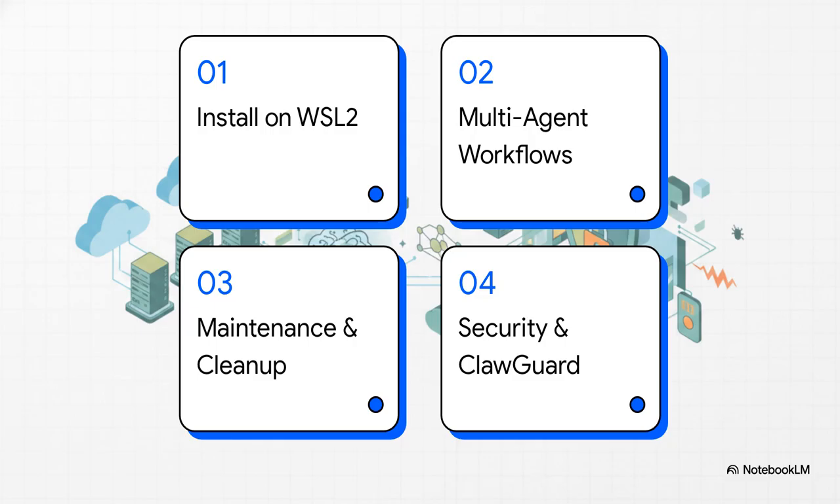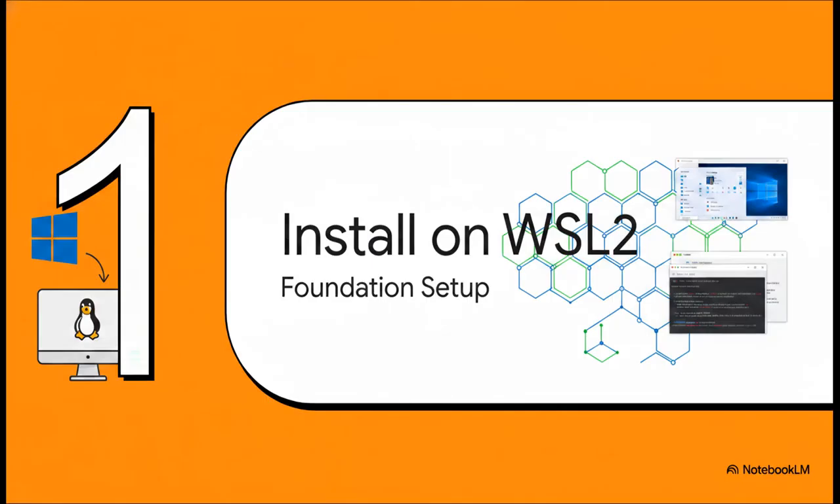So, here's a quick look at our agenda for today. We've got 4 main parts. First, installing OpenClaw on WSL2. Second, mastering multi-agent workflows. Third, maintenance and automated cleanup. And finally, security guardrails and ClawGuard. All right, let's jump straight into Section 1, installing OpenClaw on WSL2.